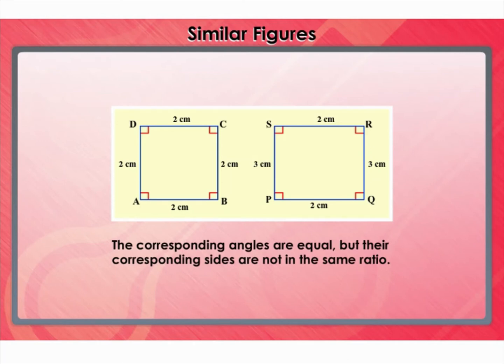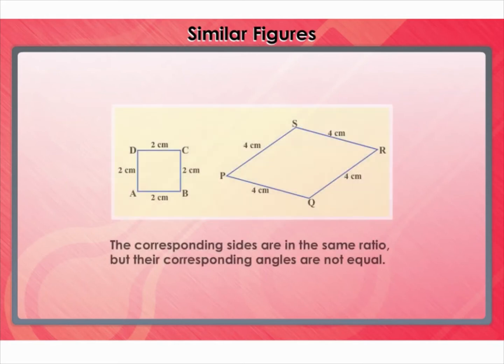In the two quadrilaterals, a square and a rectangle in the figure, corresponding angles are equal, but the corresponding sides are not in the same ratio. Hence, the two quadrilaterals are not similar. In the two quadrilaterals, a square and a rhombus in the figure, corresponding sides are in the same ratio, but their corresponding angles are not equal. Again, the two quadrilaterals are not similar. Thus, either of the above two conditions 1 and 2 of similarity of two polygons is not sufficient for them to be similar.